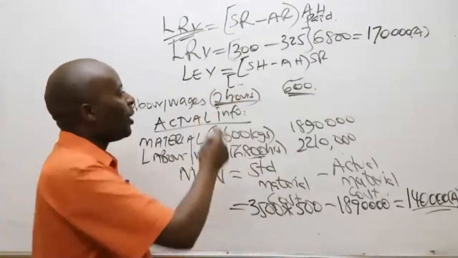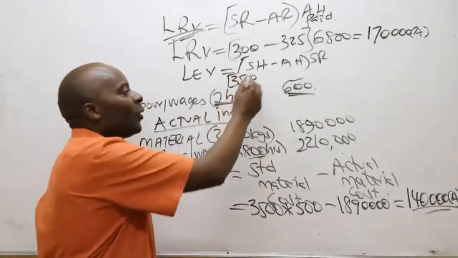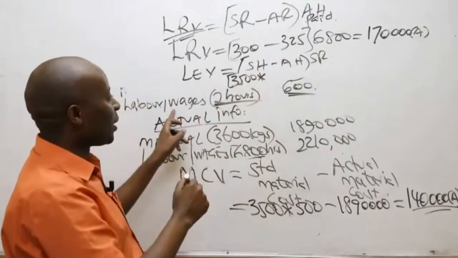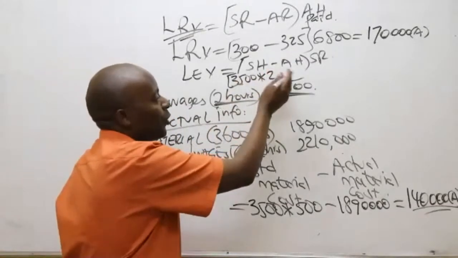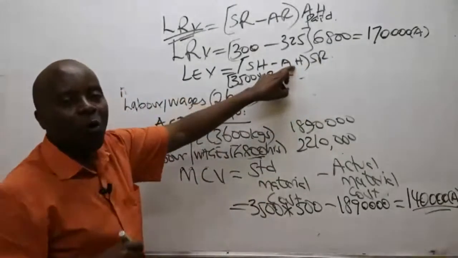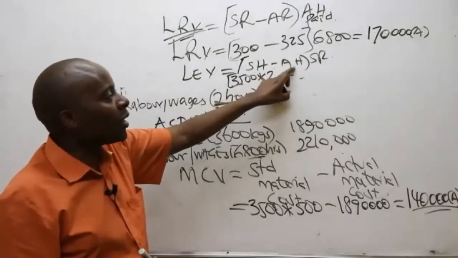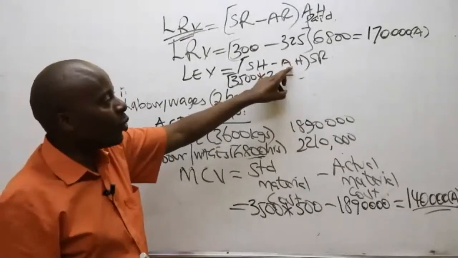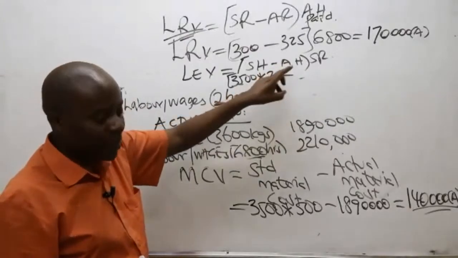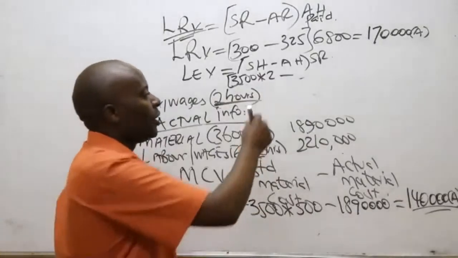So the actual production you gave me, 3,500, times the standard hours. Look at your standard card. The standard hours here were how many? 2. Minus the actual hours worked. How many hours here did we actually work? 6,200.